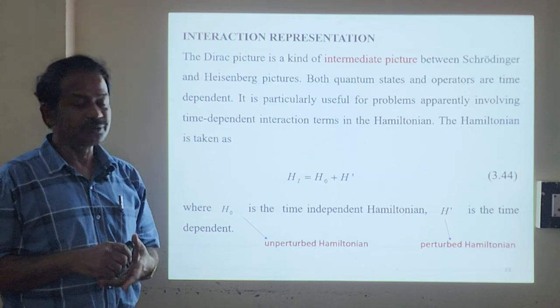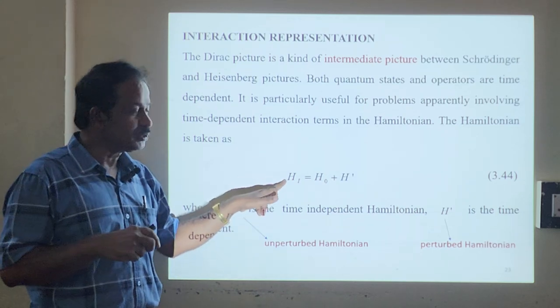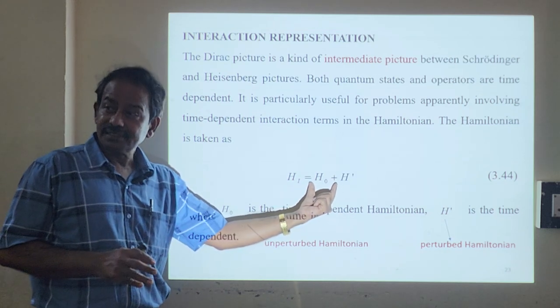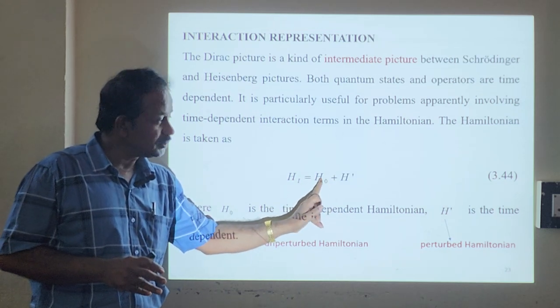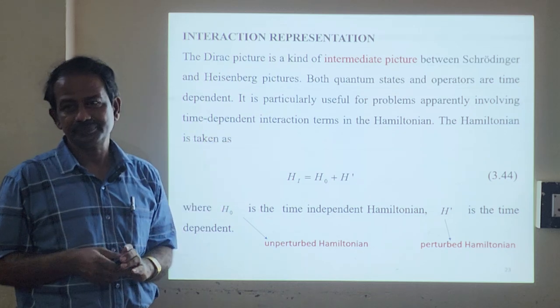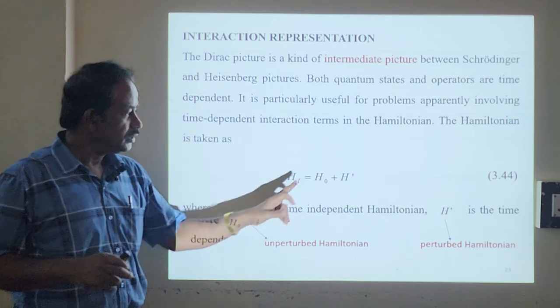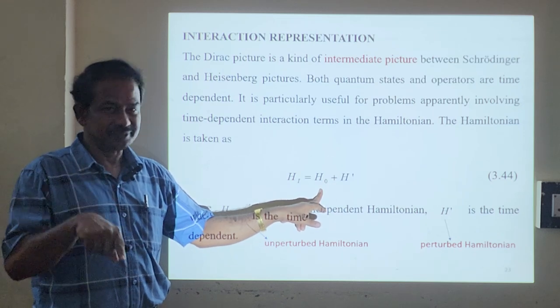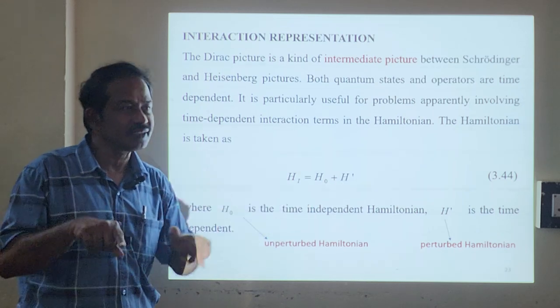So for that, what we are going to do is, we are going to have the Hamiltonian in interaction picture as a combination of unperturbed and perturbed terms. Perturbation means disturbance. You are going to disturb. The unperturbed term does not depend on t. The perturbed term will depend on t.